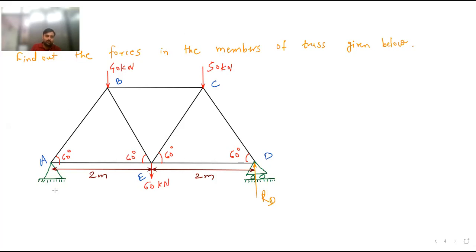Then if you come to point A, there will be two reactions. First is VA and second will be HA, as it is a hinge support. So the resultant of HA and VA will be RA. And now at A, you can see AB is one member, AE is another member, and then HA and VA. So four unknowns are there at point A. At point D, three unknowns are there. How are you going to solve this then?